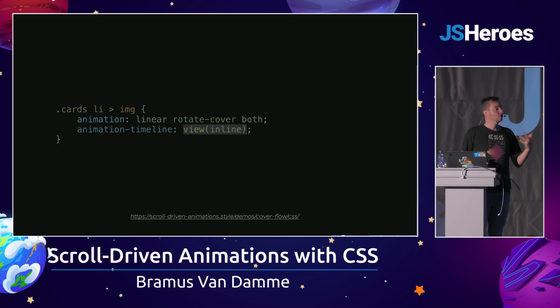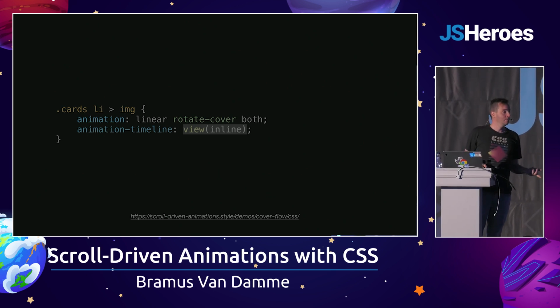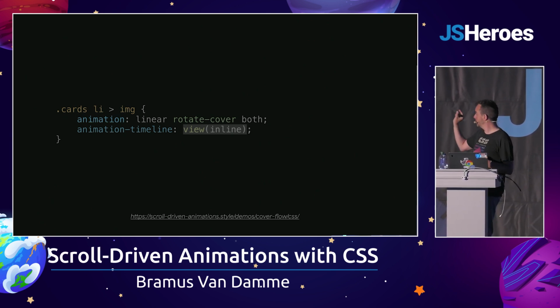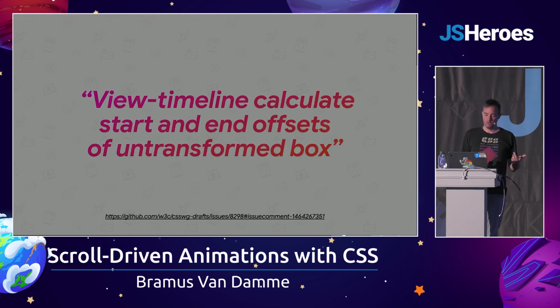So instead of using scroll, which created a scroll timeline, we will be creating a view timeline. And for that, we have obviously named the view function. And we pass in an inline there because we don't want to track the block direction, which was the default one. We want to track the inline axes. Animation timeline view, rotate cover, and so on.